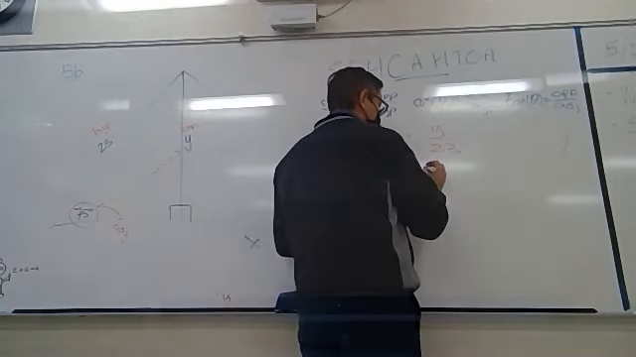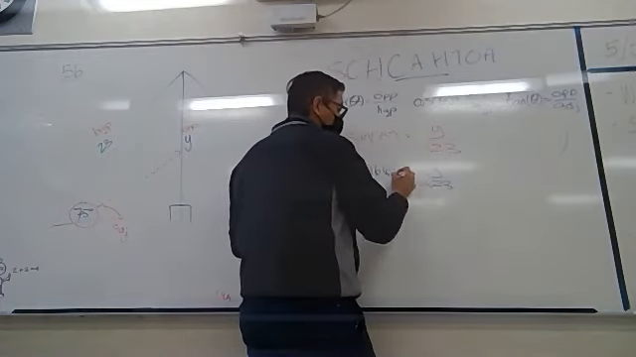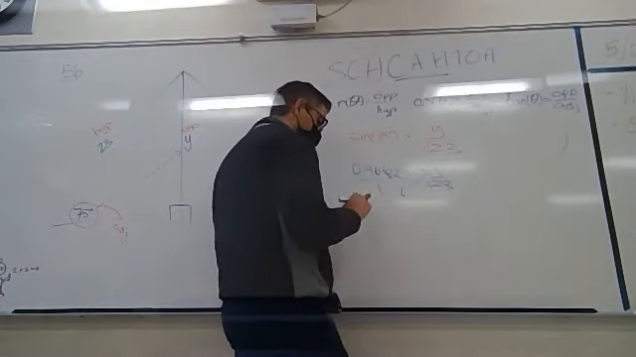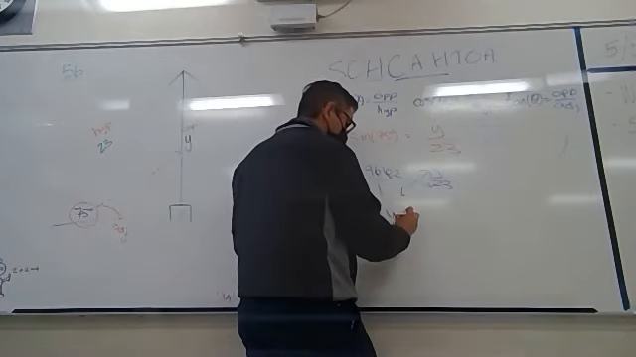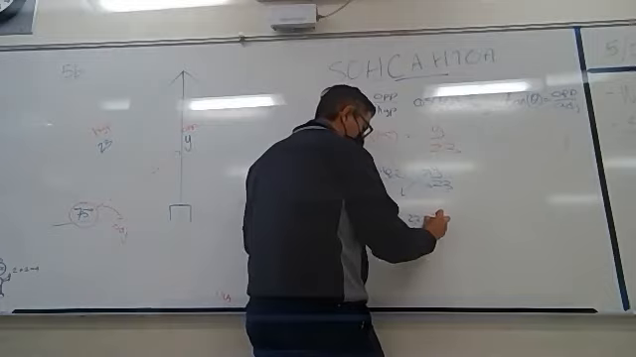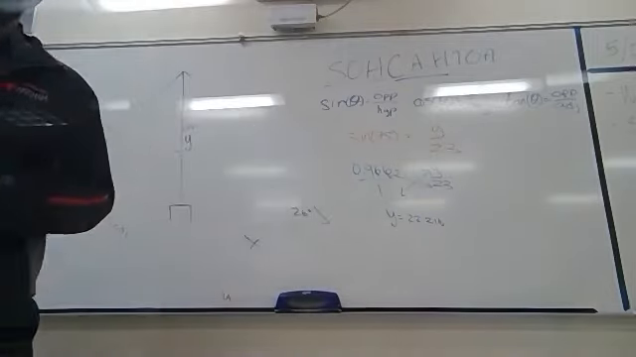All right, 0.966 equals Y over 23. Put this over 1, cross multiply, and I get that Y is equal to 22.216. All right, I solved for Y.